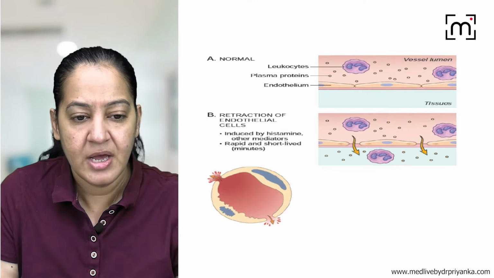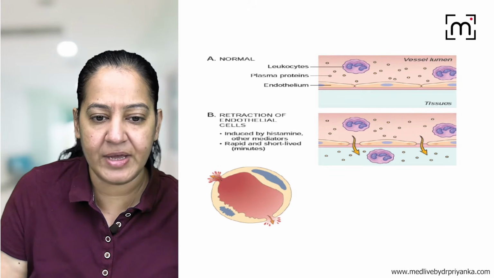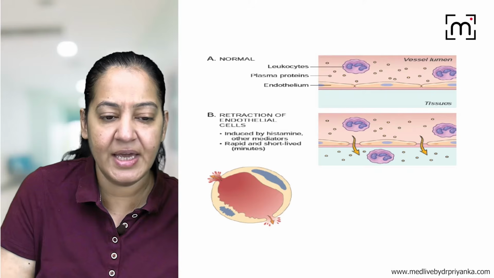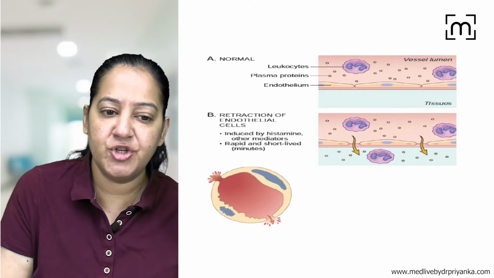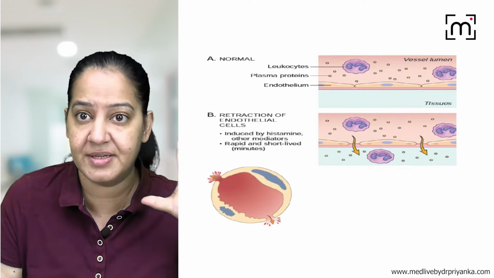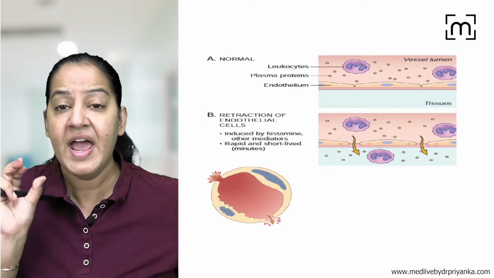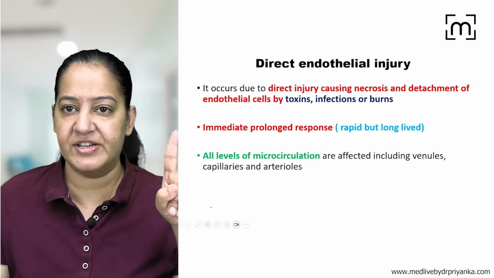Appreciate the cross section. In the cross section, this is a cell. Now appreciate the junction. At the junction, there is a gap. This is contracting. So this is the first mechanism.